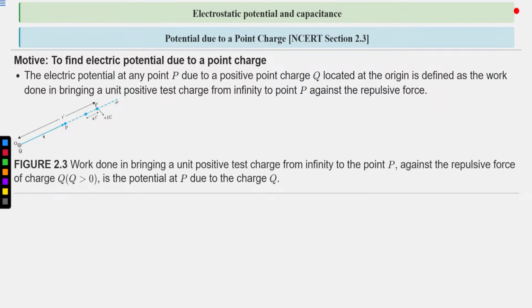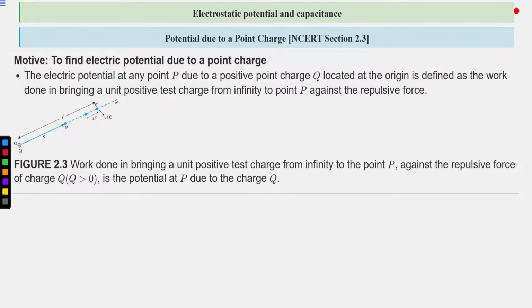Now what does this figure represent? Work done in bringing a unit positive charge from infinity to point P against the repulsive forces of charge Q is the potential at point P due to charge Q. Okay, this is the definition. What is the definition? I am again repeating: work done in bringing a unit positive charge, unit positive charge means plus 1 coulomb, from infinity to that point P is the potential at P.